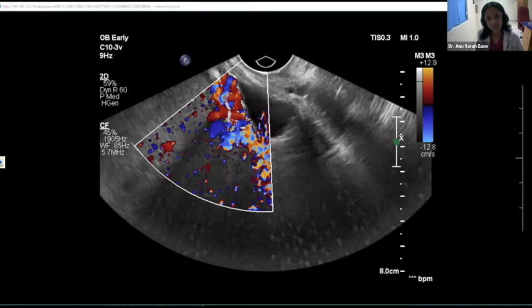Here there is increased vascularity in the placenta, and actually you're not seeing a myometrium at all. This is the bladder, and these vascular structures are extending up to the bladder wall.